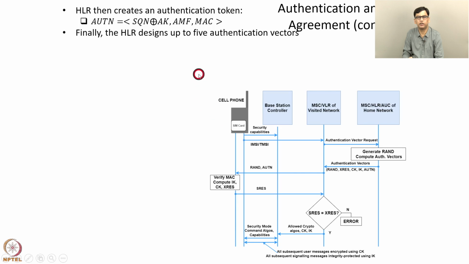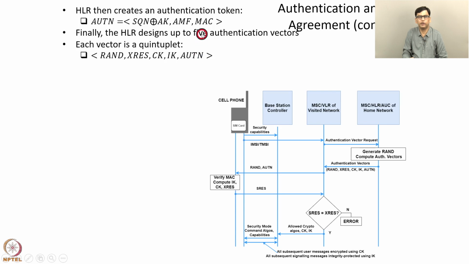Finally, the HLR designs up to 5 authentication vectors, just as in GSM. But there are differences between the authentication vectors in GSM and the authentication vector in UMTS. In the case of UMTS, each vector is a quintuplet. That is, it consists of 5 fields. So the vector is RAND, comma, XRES, comma, CK, comma, IK, comma, AUTN.